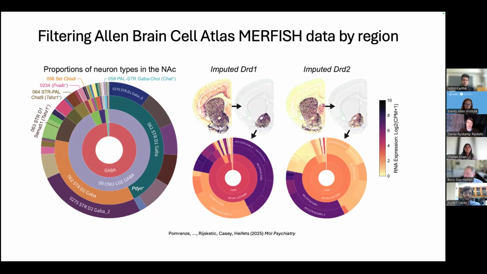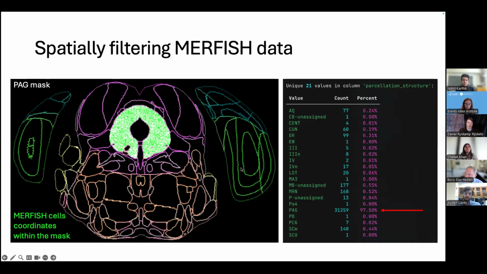This is for filtering by region. We can basically take the Merfish data and filter it to only include cells from the nucleus accumbens. And then we can quantify the proportions of cell types in the nucleus accumbens at each level of the cell type hierarchy. You can see D1 and D2 medium spiny neurons, as you'd expect. We can also look at gene expression for all of those cell types, and we can do this using either the imputed data or the data that was directly measured. You can see that this works well for picking up DRD1 and D1 medium spiny neurons, or DRD2 and D2 medium spiny neurons.